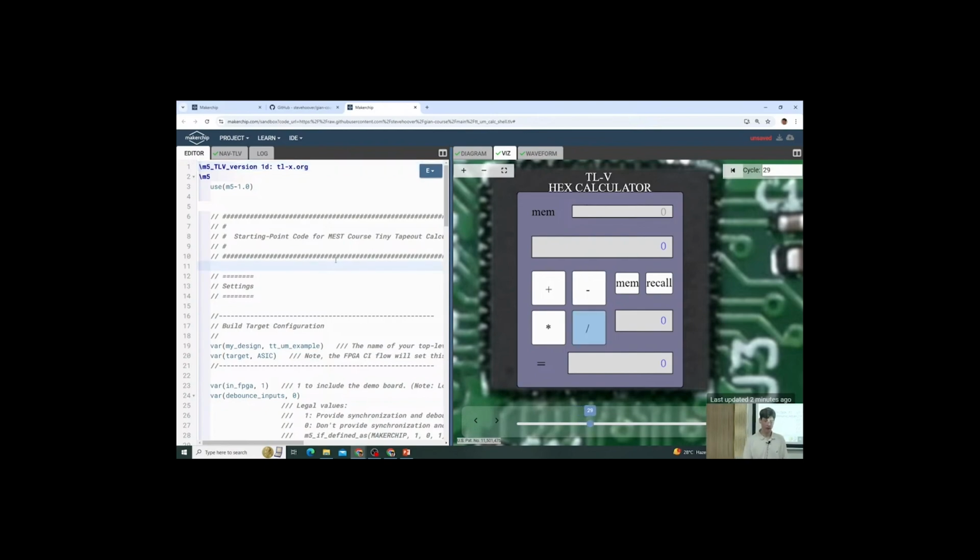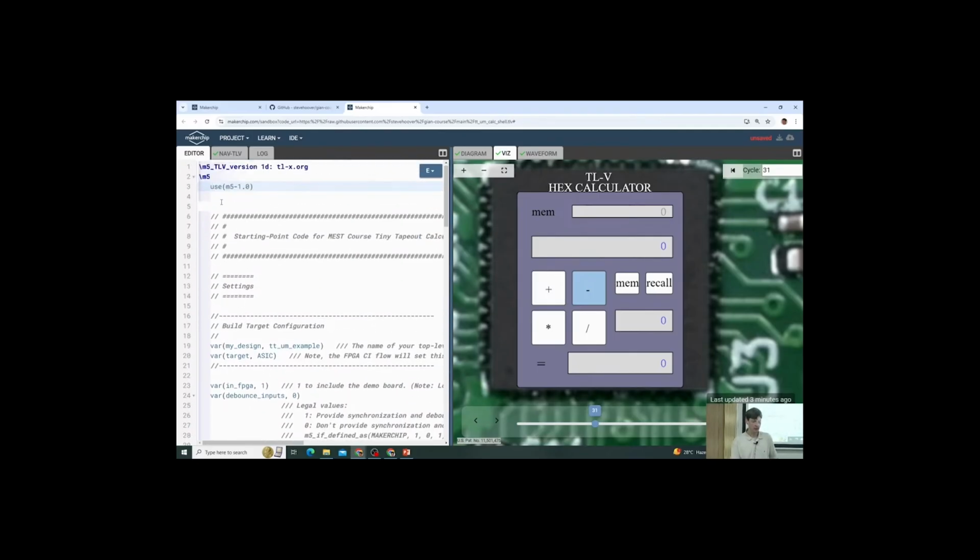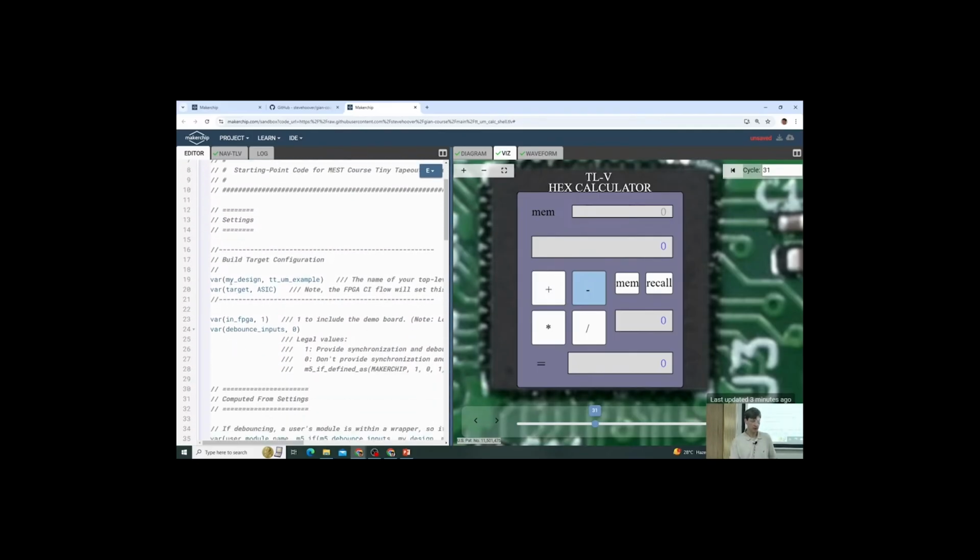But let me show you what's in the starting template. Most of this, I'm not going to explain the whole structure here. The point is the logic that you're working on, and we're going to focus on that. But just a few things to point out about the starting template. We have our standard structure for a TL-Verilog file. We're going to use macro preprocessing, so we need to call the M5 library. We have some settings here that are also using macro preprocessing to configure the work that we're doing.